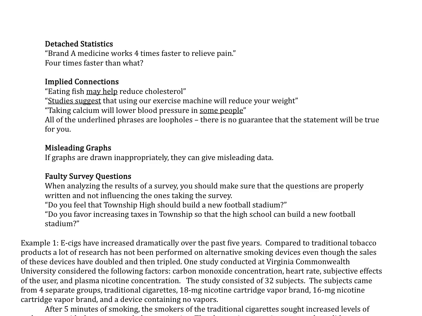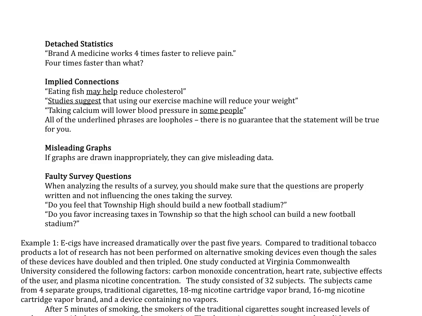Another misuse of statistics is detached statistics. So, brand A medicine works 4 times faster to relieve pain. 4 times faster than what? What's it comparing it to? So if you don't know what it's comparing it to, how do you know, because it may be 4 times faster than Tylenol, but not 4 times faster than Advil. So maybe it's not that good of a drug.